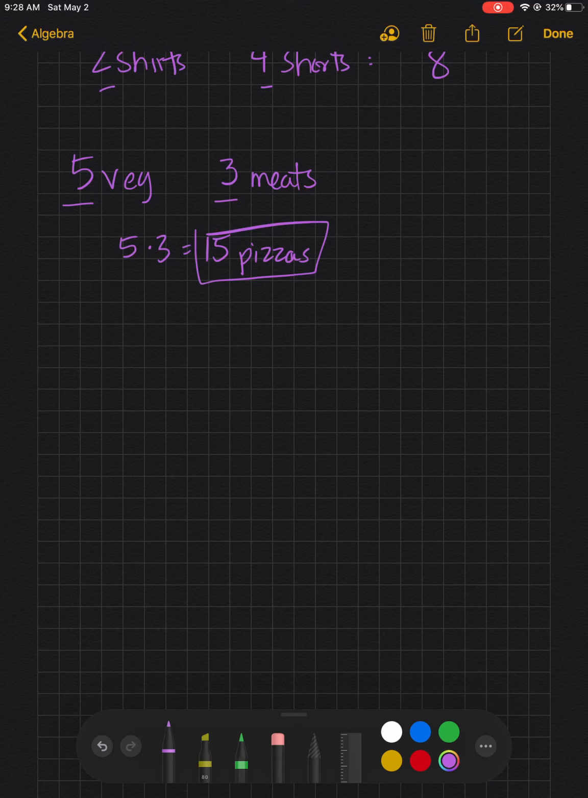1, 2, 3, 4, 5, 6, 7, 8, 9. So each of these numbers represents a player. All right, and so the question says, how many different batting orders can you have with 9 different baseball players? All right, so we've got these different slots that we need to put a baseball player in. I think there's 9. Okay, so how many choices do we have for which player goes in that spot? We have 9 choices, okay?